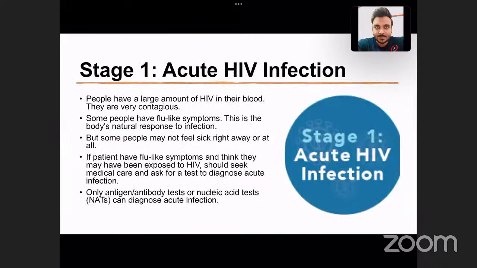So stage one of HIV is the acute HIV infection stage. People have a large amount of HIV in the blood and are very contagious. Some people have flu-like symptoms. This is the body's natural response to infection, but most people don't feel sick right away or at all. If patients have flu-like symptoms and think they may have been exposed to HIV, they should seek medical care and ask for a test to diagnose acute infection. Only an antigen antibody test.